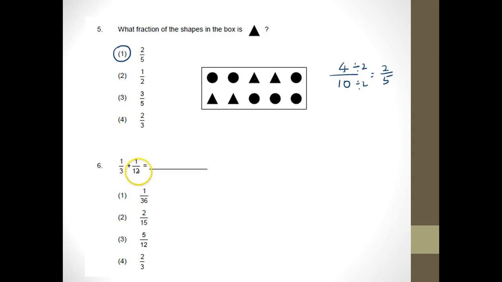Question 6. 1/3 plus 1/12. When I add, I must ensure that my denominators are the same. So 1/3 plus 1/12. The common denominator will be 12. So 3 times 4 is 12. So 4/12 plus 1/12. And the answer is 5/12, which is option number 3.